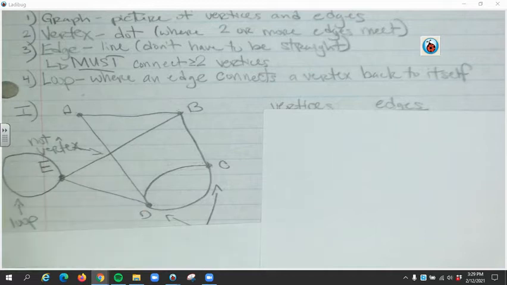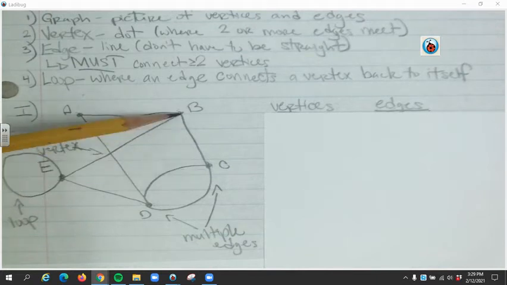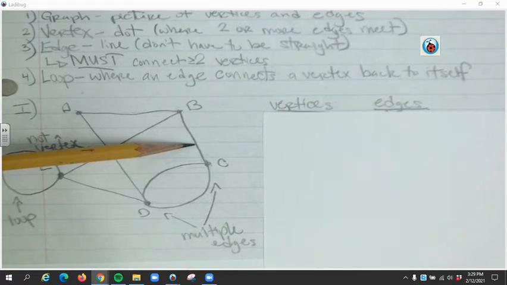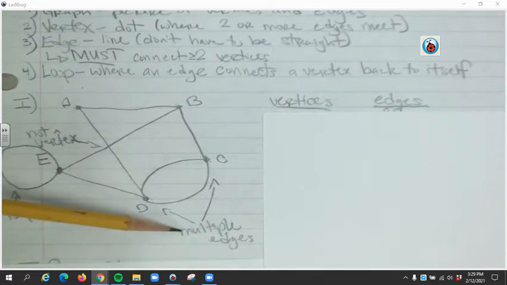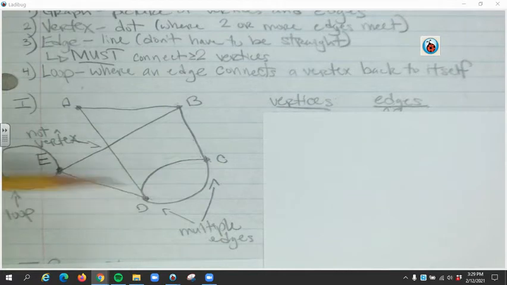Down here at the bottom, D and C have a special name. It's called multiple edges. They're called multiple edges because there's more than one way to directly connect those two vertices. Now, for example, B and C are connected because B is connected to C. You can also technically get from B to C by going from B to A to D to C, but there's only one way that directly connects B to C. That's this edge right here, so therefore BC is not a multiple edge. A multiple edge means there is more than one way to directly connect two vertices, this edge here and this edge here.